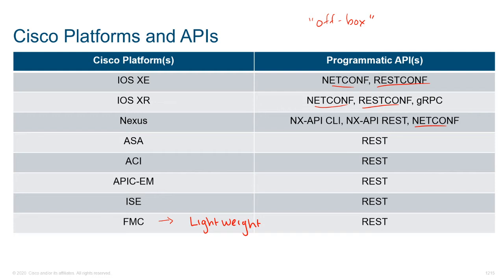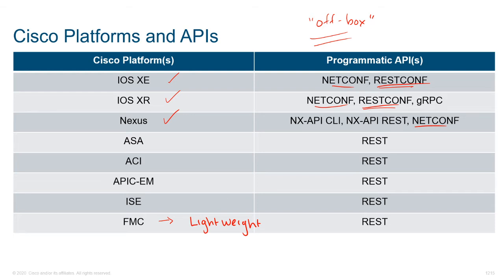All right, when looking at some of our platforms and the APIs that are supported, remember a lot of these are considered our off box. But all the way over on the left, we can see things like IOS XE, IOS XR, and Nexus. They're going to be supporting your RESTCONF and your NETCONF. Everything else on the left is going to be supporting, on the right, your REST APIs.